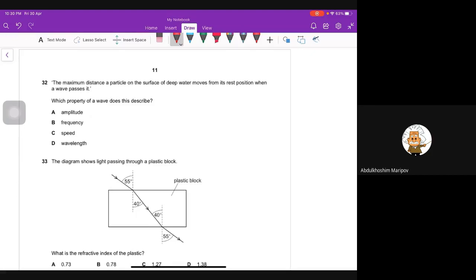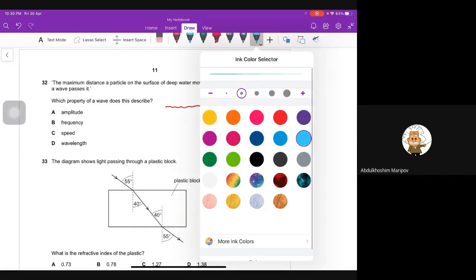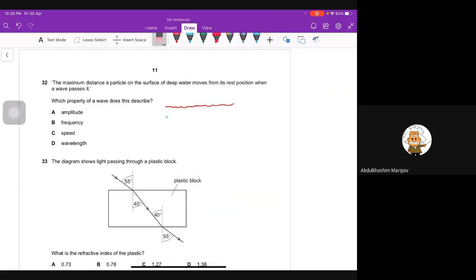Which property of the wave does this describe? Okay, so it's steady at the beginning. Imagine it's the blue color. Let's say at the beginning it's this one. Well, it's steady, so imagine it's this one.